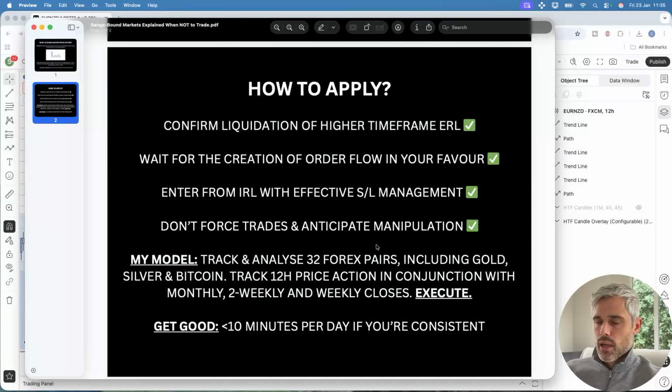My model is that I track and analyze 32 Forex pairs, including gold, silver, Bitcoin. I track 12-hour price action in conjunction with monthly, 2-weekly, and weekly candles. And I'm trading from external range liquidity points using lower time frame price action. Once you get good at this, you can do it in 10 to 15 minutes a day.